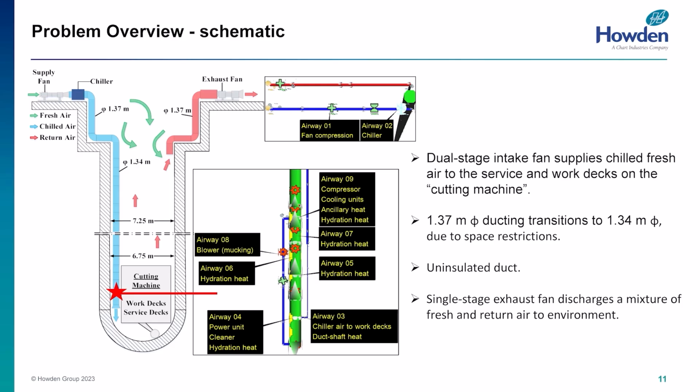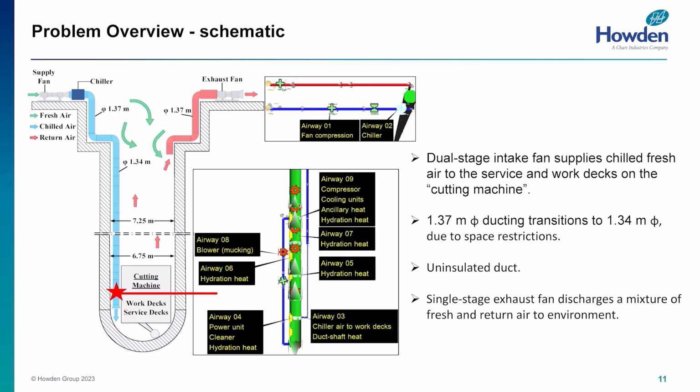machine. The cutting machine has several work and service decks, and what is interesting to note is that this duct column is uninsulated. So within Ventsim design, when you construct the duct, you usually have an option to select or deselect heat transfer. In this case, that was turned on. On the exhaust side, we've got a single stage exhaust fan, which discharges both a mixture of untreated fresh air and the return air that's coming up the shaft.